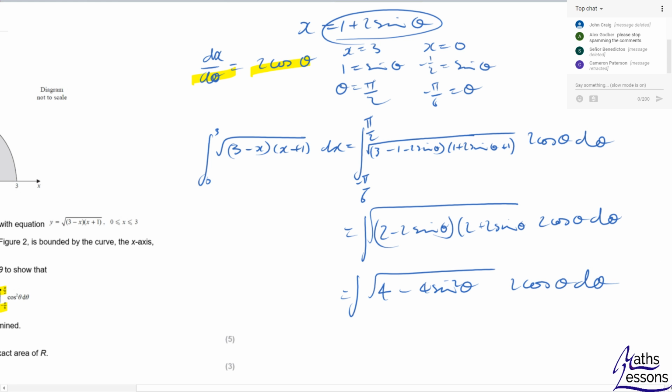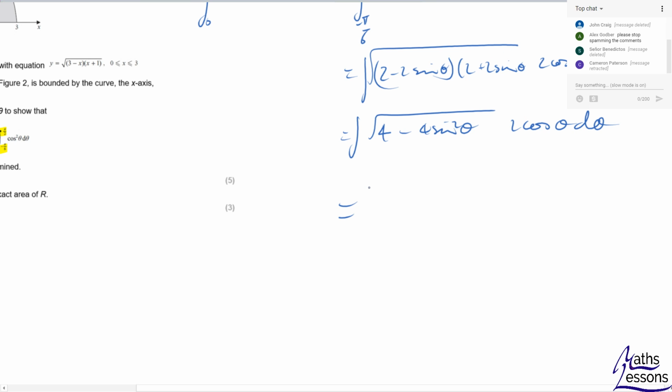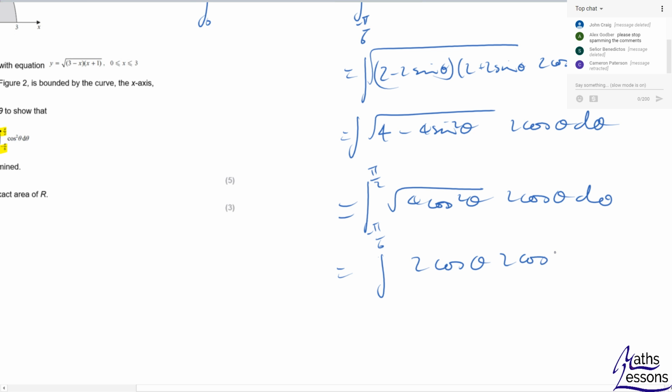And it's important you show every step. So that's equal to, what's that, the integral? That's going to be root 4 cos squared theta, 2 cos theta d theta. Let's put our limits back in, now minus pi by 6 to pi by 2. Square root of that is 2 cos theta. Which gives us the result that we're looking for. 2 times 2 is 4 cos squared theta d theta.